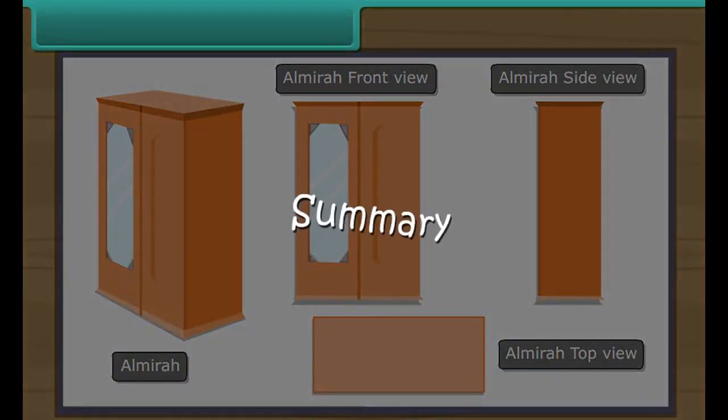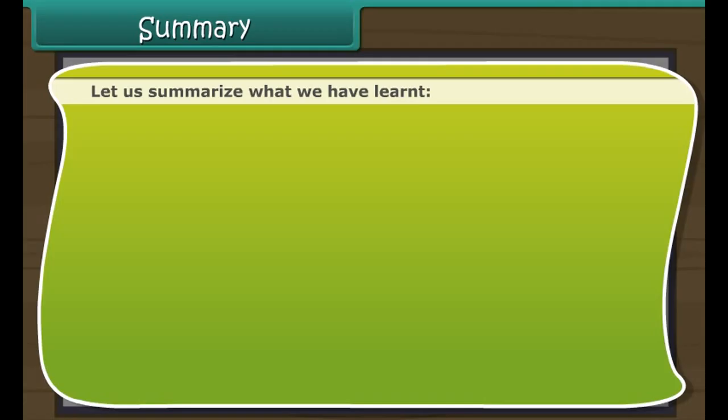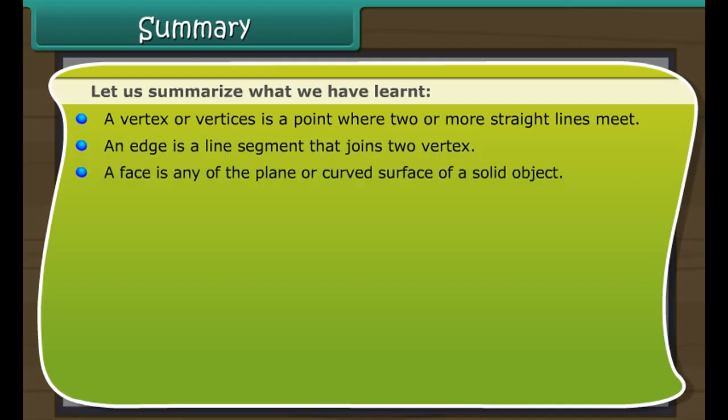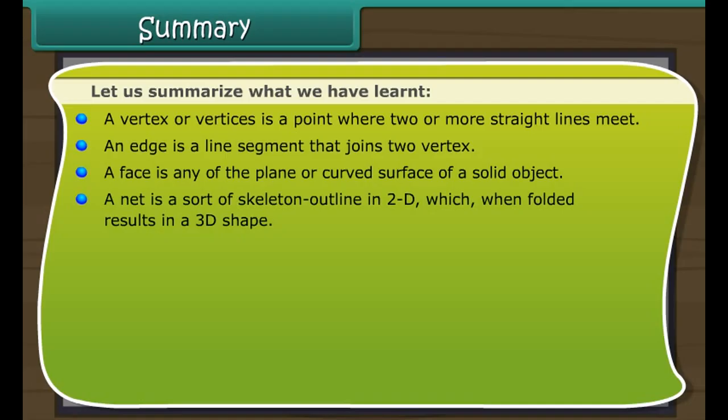Summary. Let us summarize what we have learned. A vertex or vertices is a point where two or more straight lines meet. An edge is a line segment that joins two vertices. A face is any of the plane or curved surface of a solid object. A net is a sort of skeleton outline in 2D, which, when folded, results in a 3D shape.